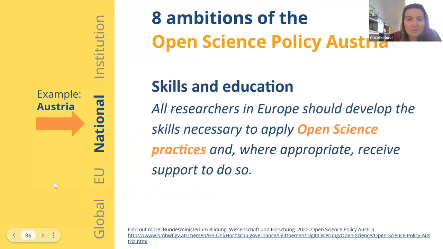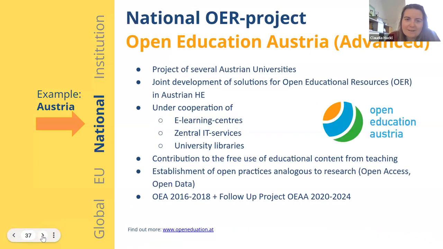So you see more similarities here. All researchers in Europe, in Austria, sorry for that mini typo. So they have a similar expression here. The researchers, in order to apply open science practices, need the appropriate services and so on. And these, on the next slide, we have the services here.